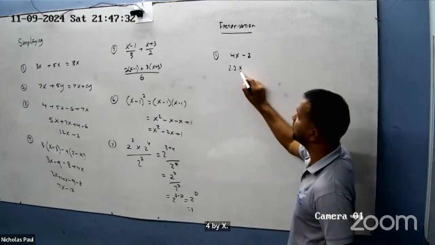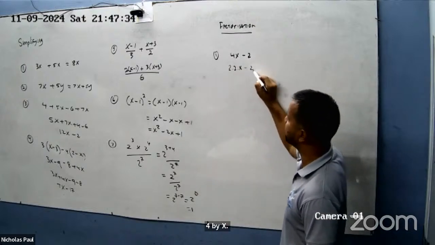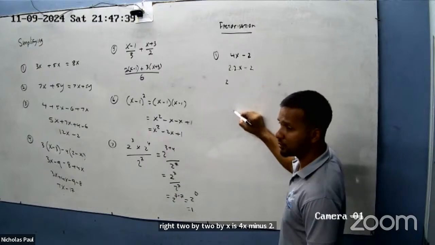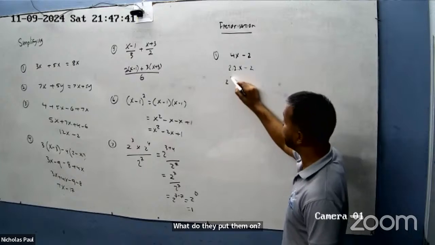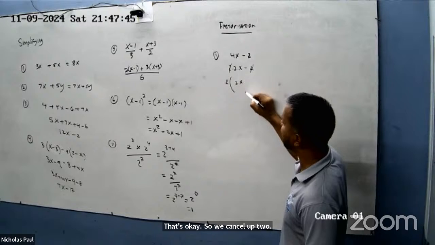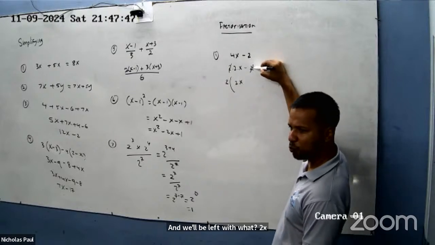Right? 2 by 2 by x is 4x minus 2. What do they both have in common? They both have 2 in common. That's okay? So we cancel out 2 and we'll be left with what? 2x. Since I cancel out 2 here, what do you mean?